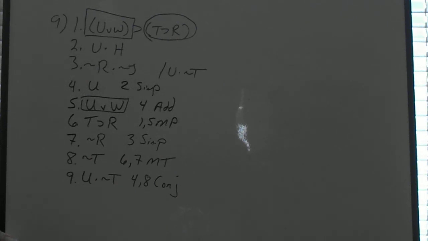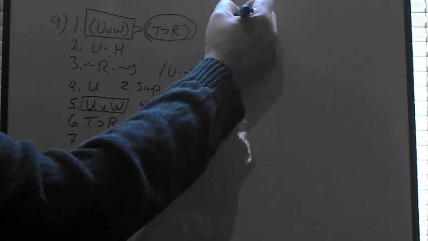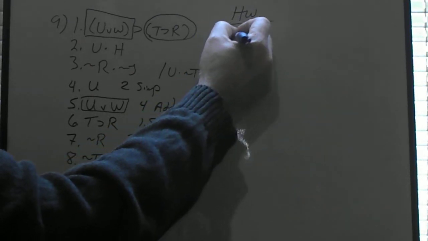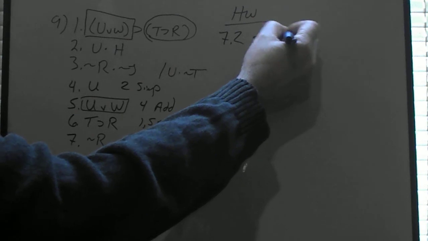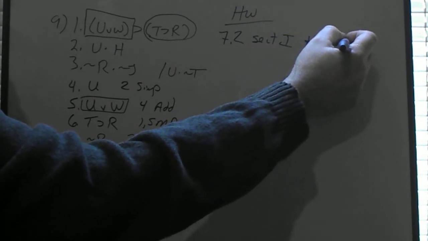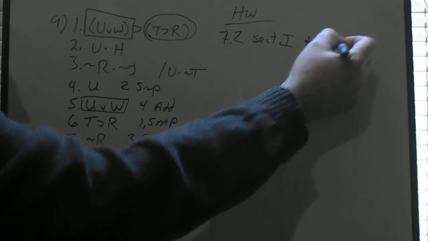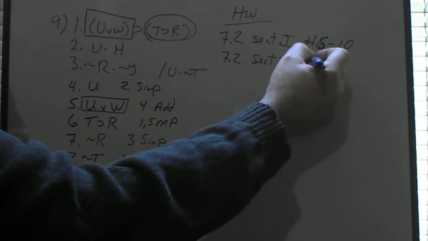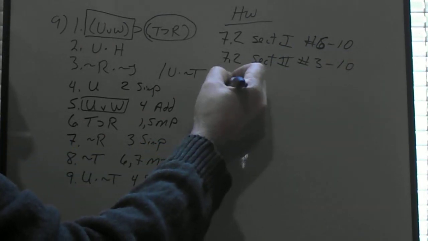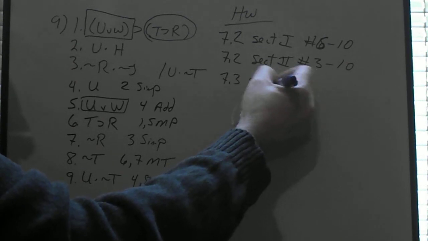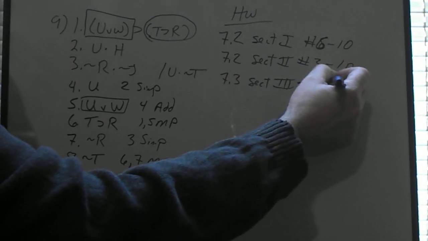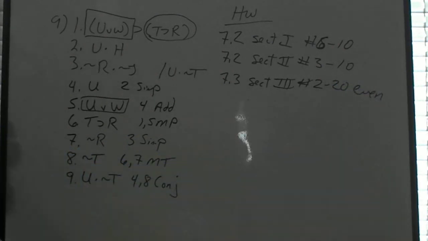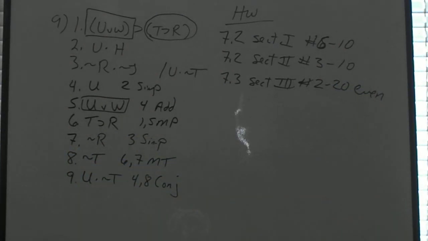And so I'm going to unleash you on some of these. So of course I'll put this up on Blackboard as well, but the homework for this section, 7.2 section 1, you're going to be doing 6 through 10. 7.2 section 2, you'll be doing 3 through 10. And 7.3 section 3, you can do 2 through 20 even. Okay, so section 1, 6 to 10, section 2, 3 through 10, and section 3, 2 through 20 even.